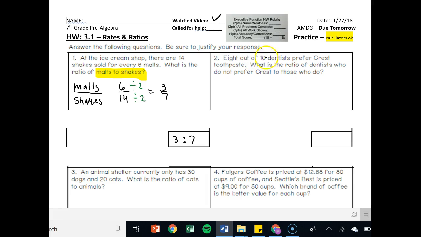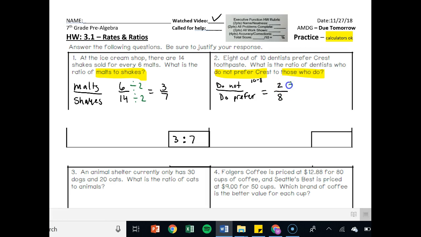Number 2, it says 8 out of 10 dentists prefer Crest toothpaste. What ratio of dentists do not prefer Crest to those who do? So it is, again, do not prefer over do prefer. All right, so the problem tells you that 8 absolutely prefer, 8 out of 10, right? So if 8 out of 10 prefer, then those that do not prefer have got to be the remaining, right? So it's got to be the 2, right? 10 minus 8 gives you the 2.